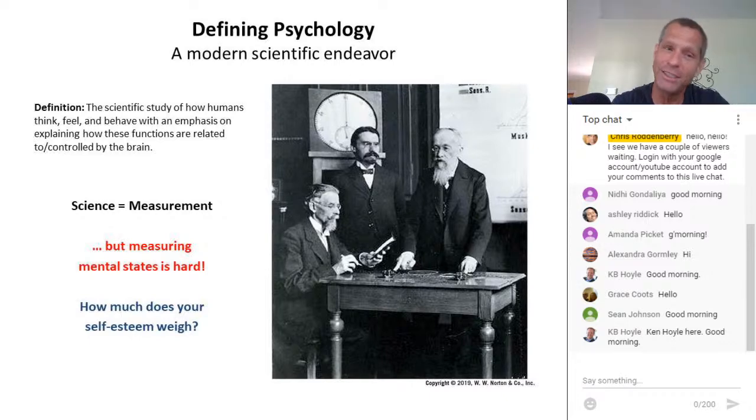And psychology is the scientific study of how humans think, feel, and behave. So it's scientific. We're going to rely on measurement and observation. And furthermore, in modern psychology, we're going to try to see how these functions can be related to different parts of the brain, different chemicals, different brain circuits, different interactive functions that are going on in our mind.